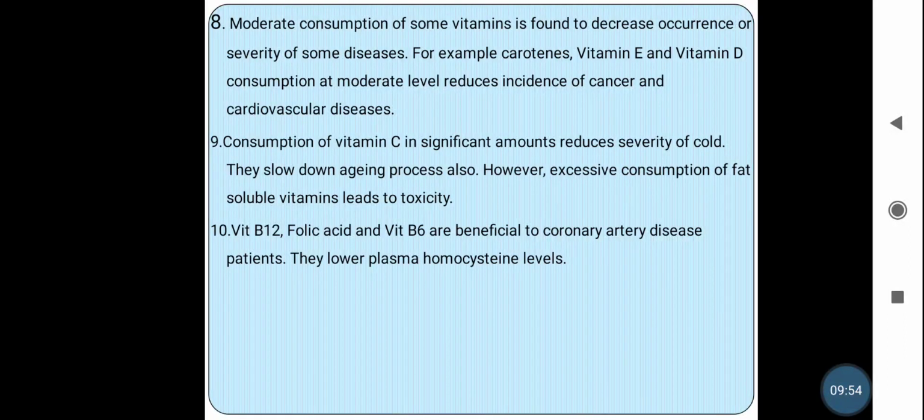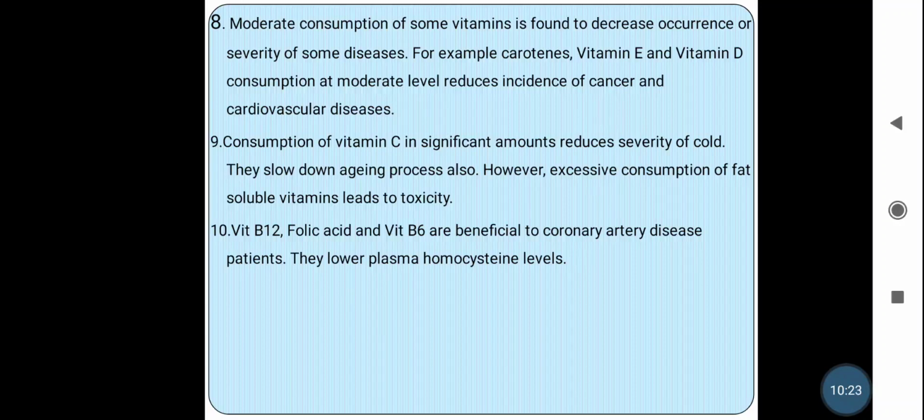Again, the consumption of vitamin C in a significant amount reduces the severity of cold. So vitamin C boosts our immunity. Again, it slows down the aging process also, and the excessive consumption of fat soluble vitamins leads to toxicity. So we have to take all the vitamins in an adequate or required amount. If the amount is exceeded, it may produce toxicity also.